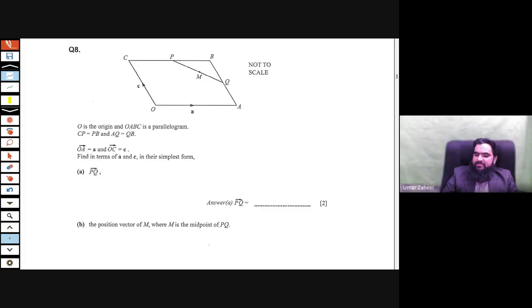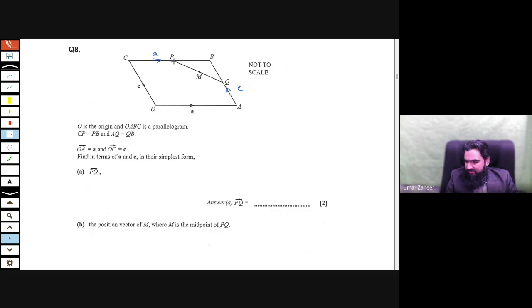Now we have the next question, question number 8. He says that O is the origin and OABC is a parallelogram. If it is a parallelogram, and this side is A, then obviously C to B is A as well, and from A to B is going to be C as well. He says that CP is equal to BP, it means that P is the midpoint. AQ is equal to QB, this means that Q is the midpoint. OA is given and OC is given. You have to find the value of PQ.